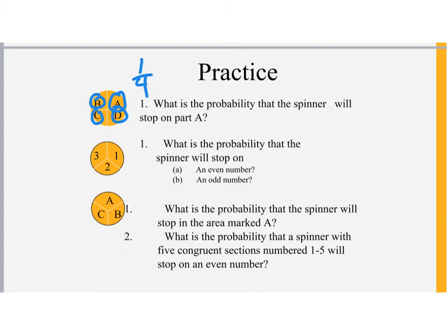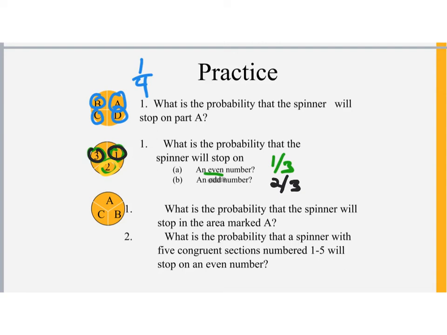And the second one, the probability that the spinner will stop on an even number is 1 out of 3 because there are 3 numbers, 1, 2, and 3, only one of which is an even number. So the odds are 1 out of 3. The odds of an odd number, in comparison, are 2 out of 3 because 2 of the 3 possibilities, the 3 and the 1, are odd numbers.